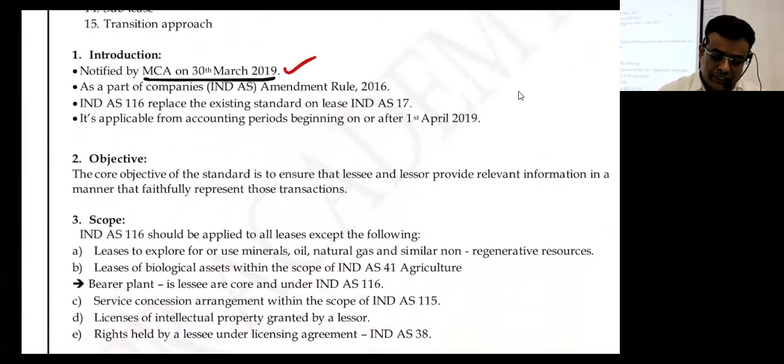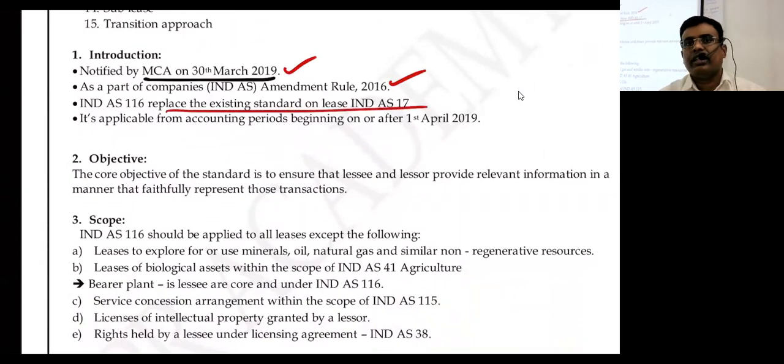Now, it is notified by MCA on 31st March 2019 as part of the Companies (Ind AS) Amendment Rules 2016. This replaced the existing Ind AS number 17. We had Ind AS 17. Some 2 years back, 3 years back, you would have attended classes that handled Ind AS number 17 instead of Ind AS number 116. Is it clear? It is applicable for accounting periods on or after 1/4/2019. Is it clear? Yes or no?